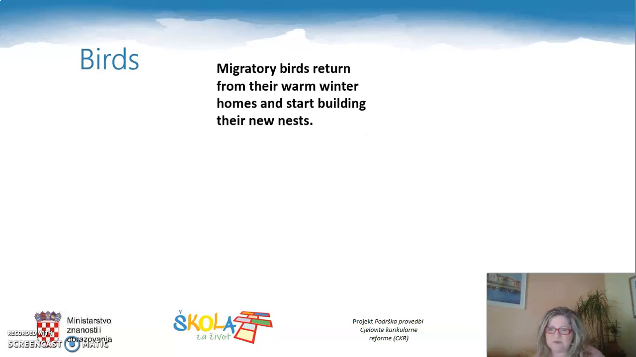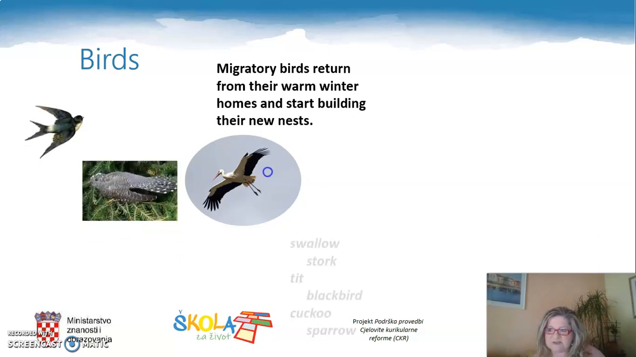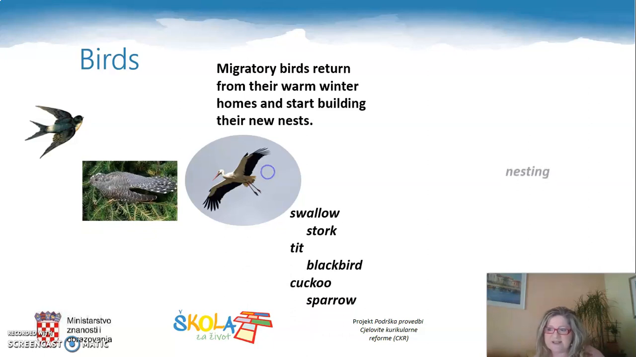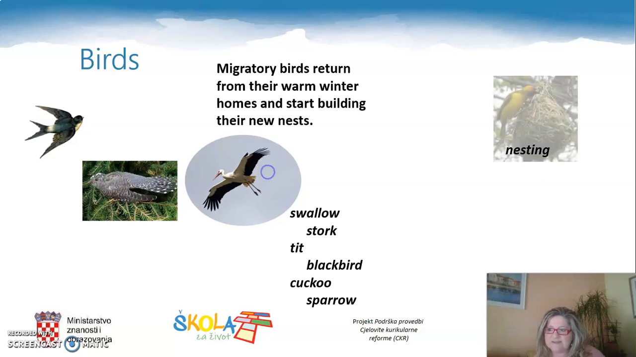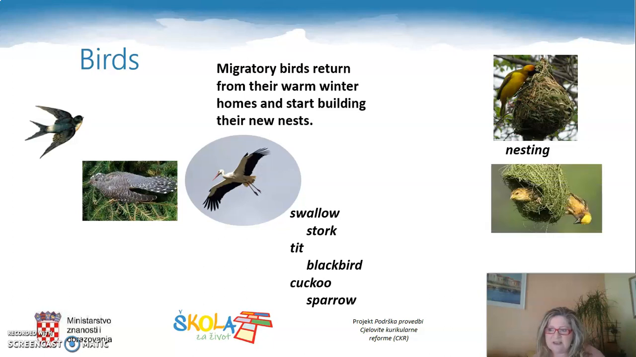What about the birds? Migratory birds return from their warm winter homes and start building their new nests. In the spring, a lot of birds start singing. In this way, they are trying to find a mate and start nesting. This time of year is the best time for this. They can find material for the nest everywhere in the spring, for example, dried grass. Also, it is easier for them to find food.